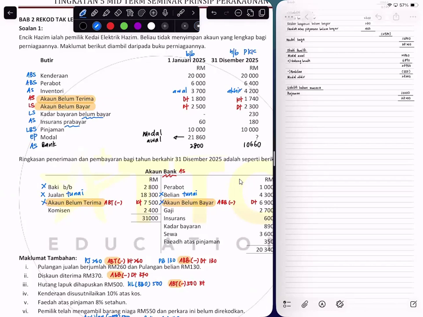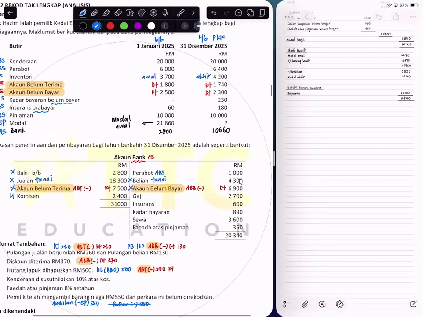Commission? Yes, because it will be hasil for your APO later. Perabot ABS. But why is ABS showing here? Are we going to record? No. But you need to change it to become susut nilai perabot.